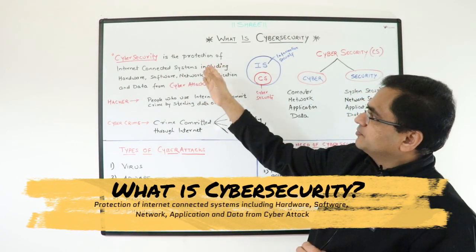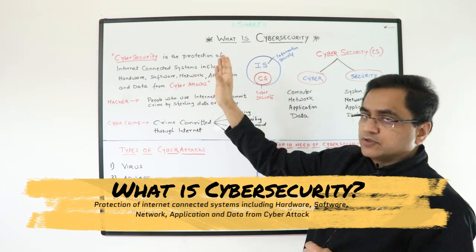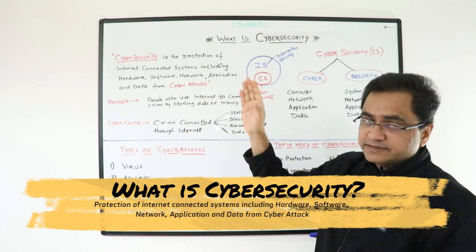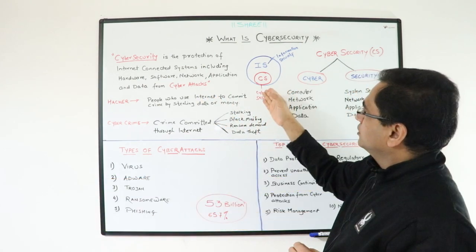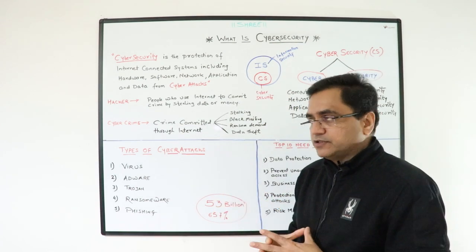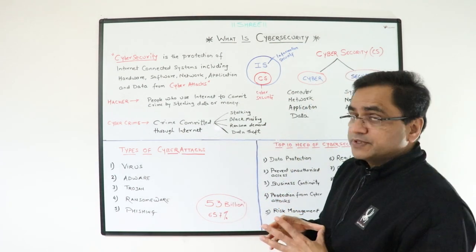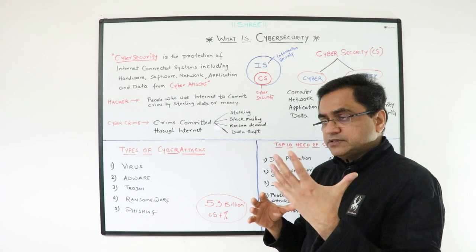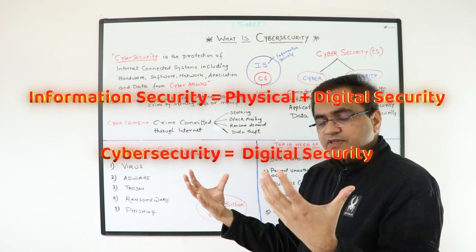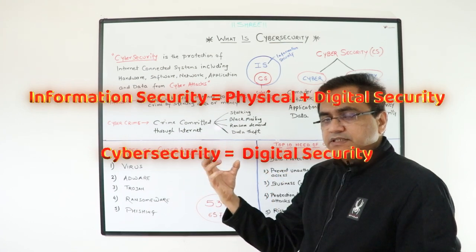Cybersecurity by definition is the protection of internet connected systems including your hardware, software, application, network and data from cyber attacks. Before we go further into cybersecurity, let's understand what is the difference between information security and cybersecurity. Cybersecurity is a subset of information security. So information security covers both physical security and digital security, while cybersecurity covers only digital security.